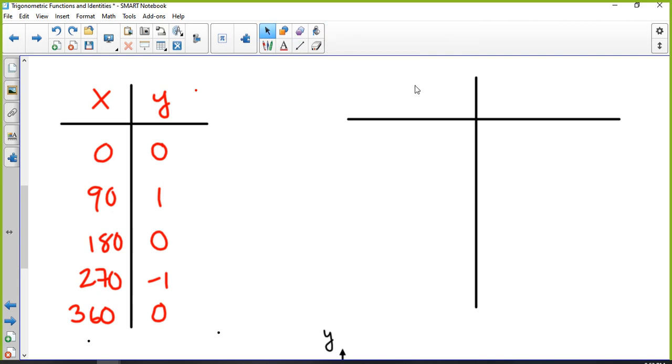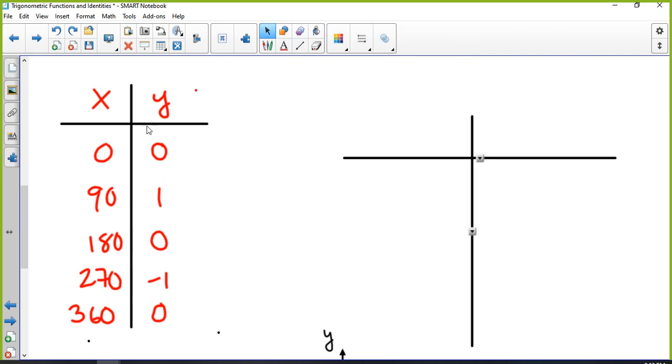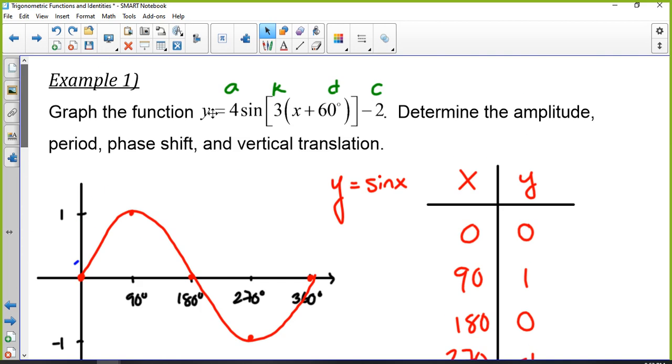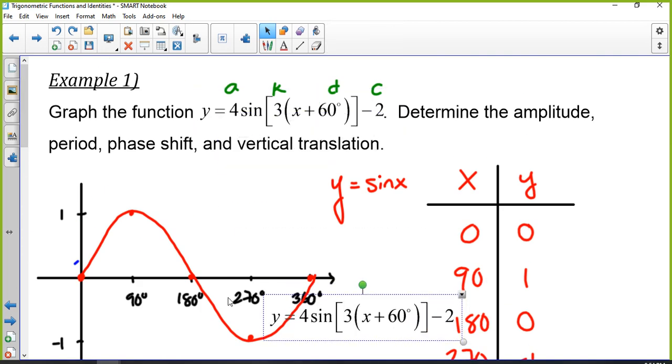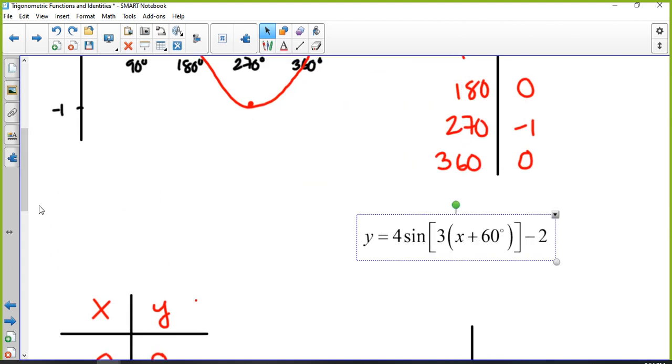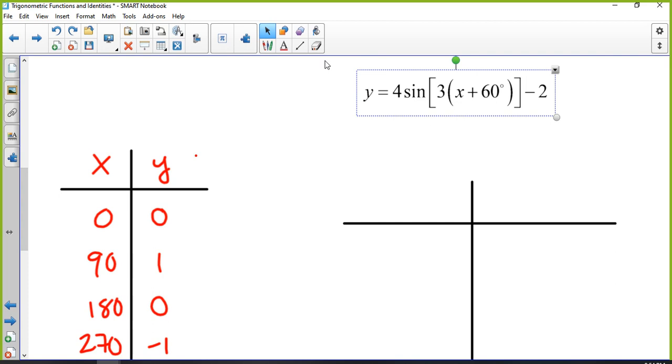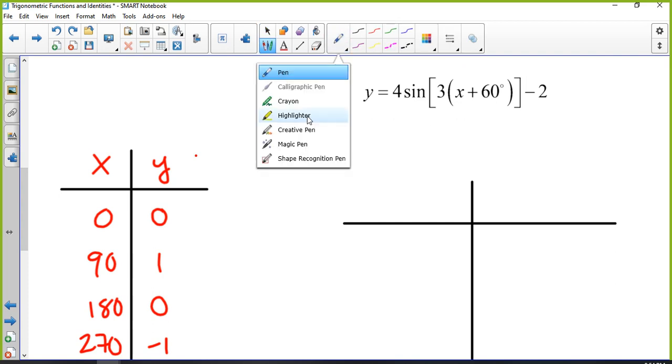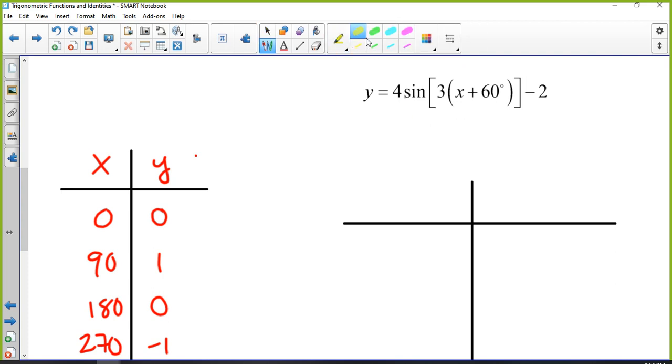And this one is going to be for the transformed function. And the transformed function, of course, has this equation: y equals 4 sine of 3(x plus 60 degrees) minus 2. So the parameters are all the same. They work the same way like we just investigated. The a parameter and the c parameter are going to affect our y coordinates.